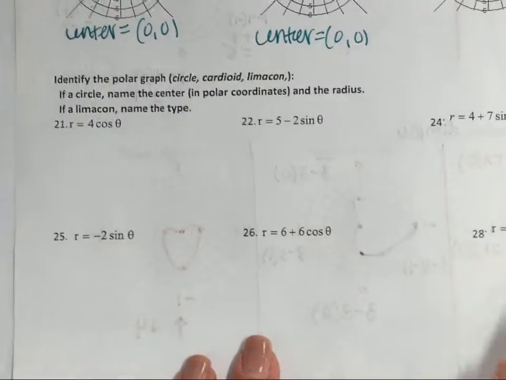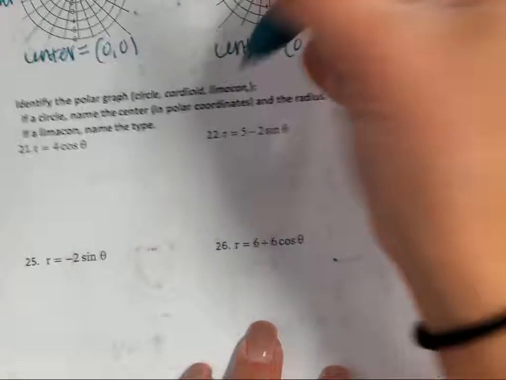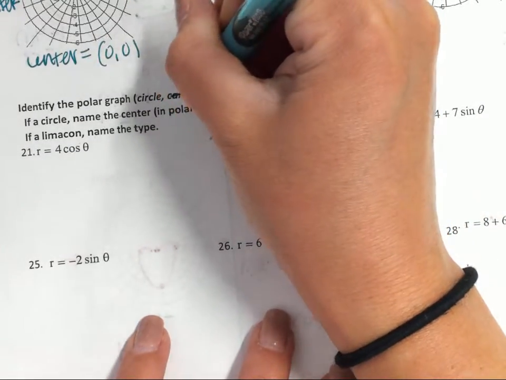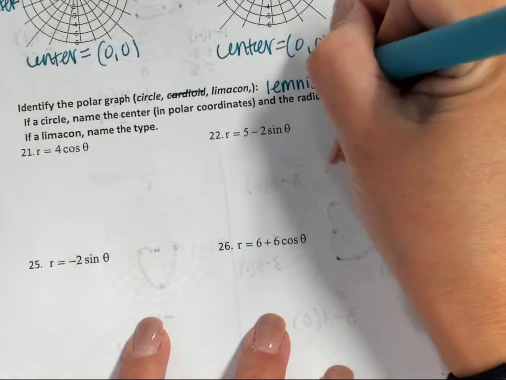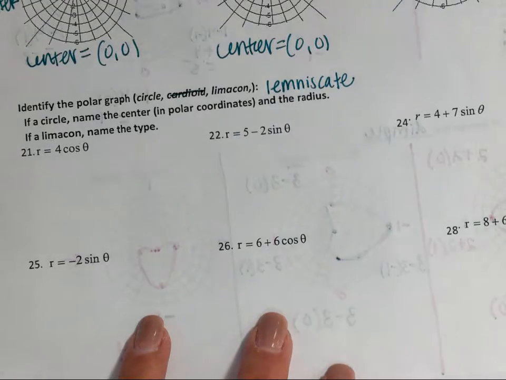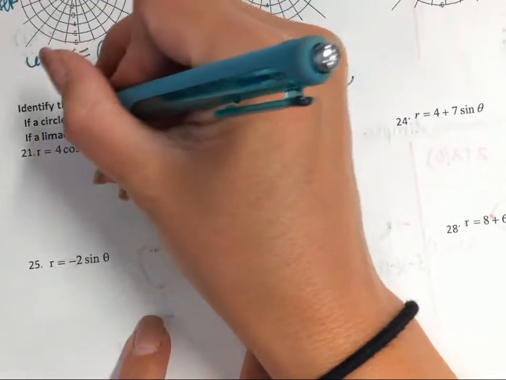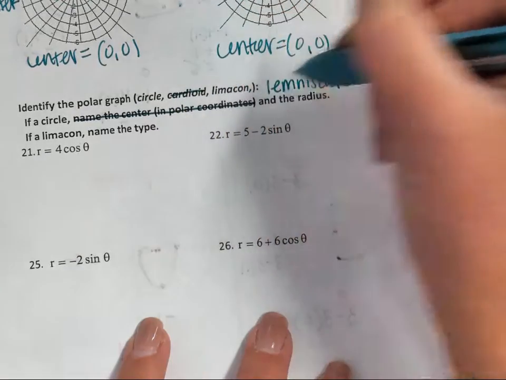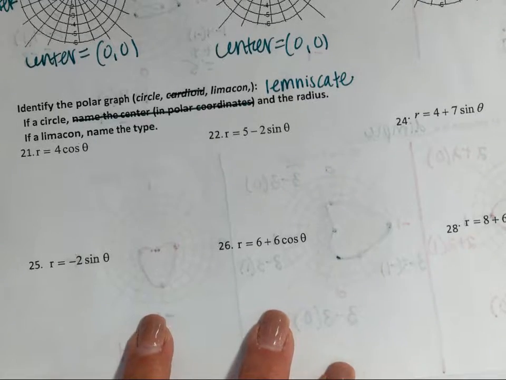Alright, the last thing you're going to do is look at these, and I want you to tell me if it is a circle, a lemnicon, or a lemniscate. If it's a circle, I just want the radius. I don't want you to name the center. I just want the radius. And if it's a lemnicon, name the type. Just tell me if it's a dimple or an inner loop.